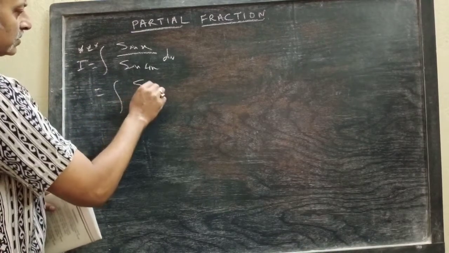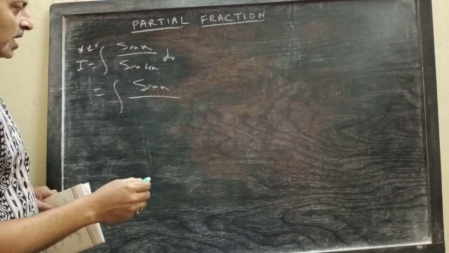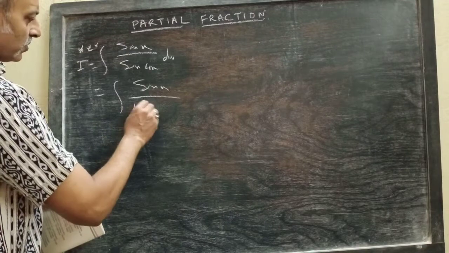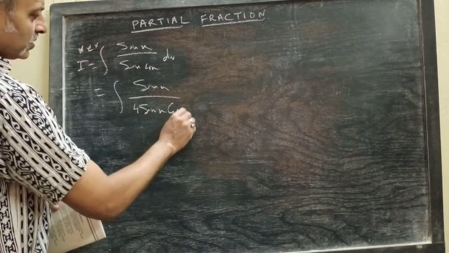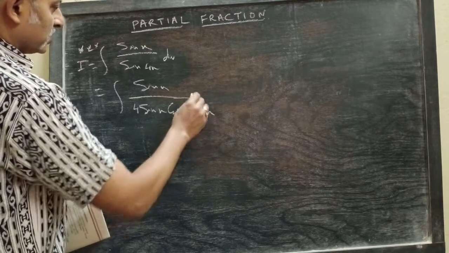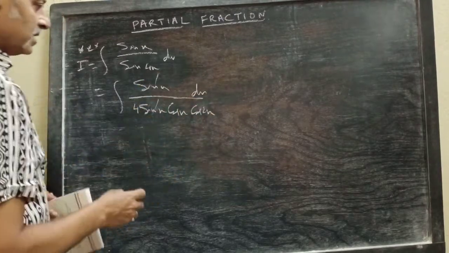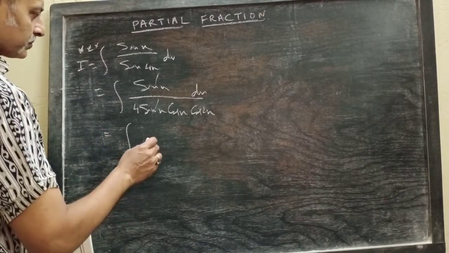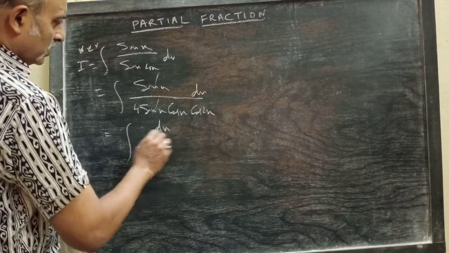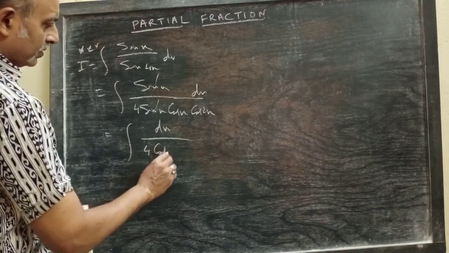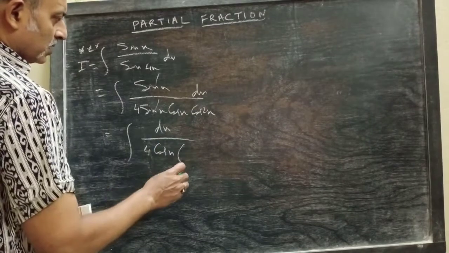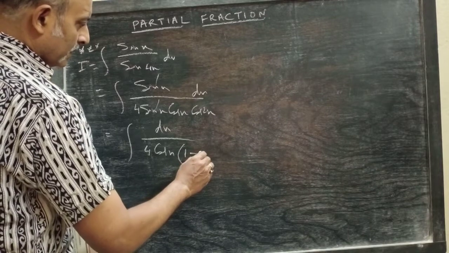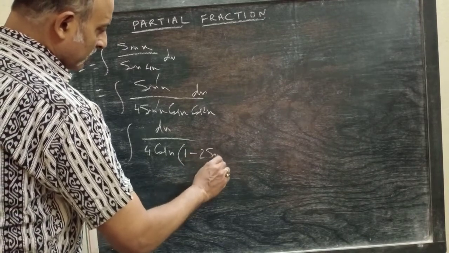Sin x by sin 4x, this is 2 sin 2x cos 2x. If we again split sin 2x, then we get 4 sin x cos x cos 2x dx. Sin x cancelled. Then we get dx by 4 cos x cos 2x, and cos 2x can be written as 1 minus 2 sin square x.